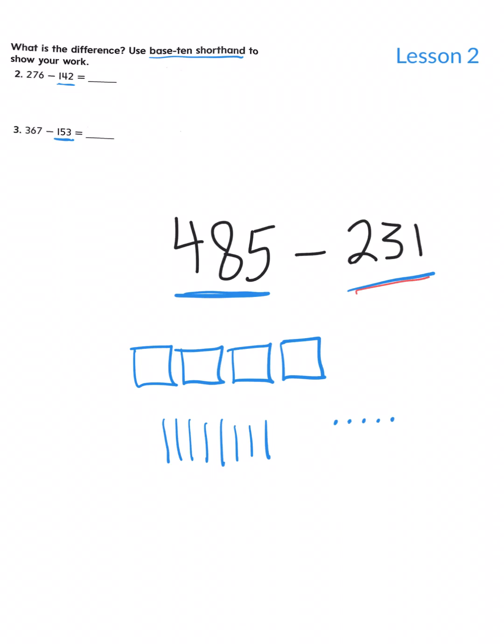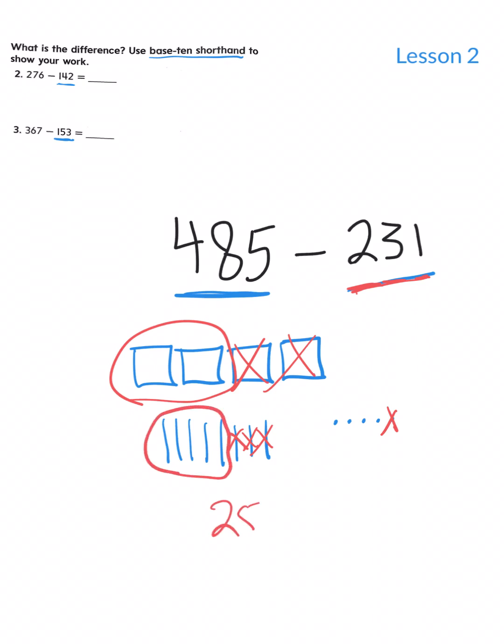So subtracting 231, we have 1 one here. So I'm just going to X that out. That goes away. Then we have 3 tens. So I'm going to take away 3 of my tens, X those out. And then we have 2 hundreds. So goodbye, 2 hundreds. And then looking at what we have left, we just count them up. So we have 2 hundreds, we have 5 tens, and we have 4 ones left.